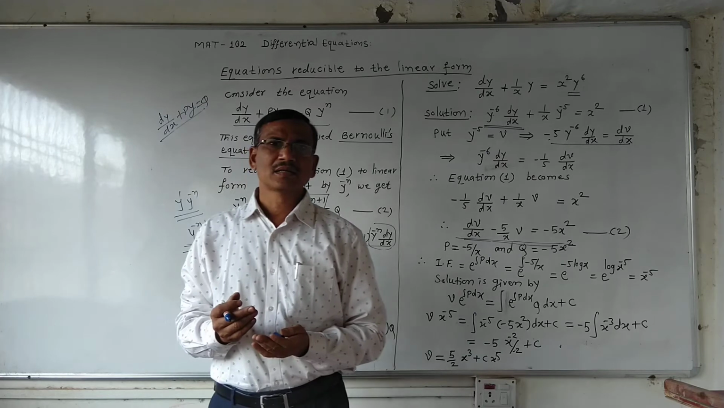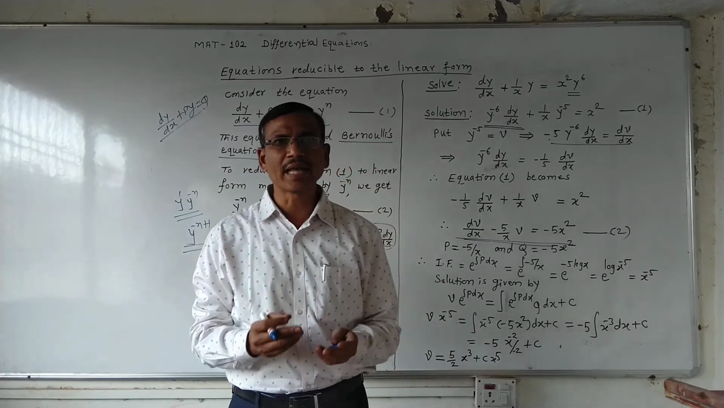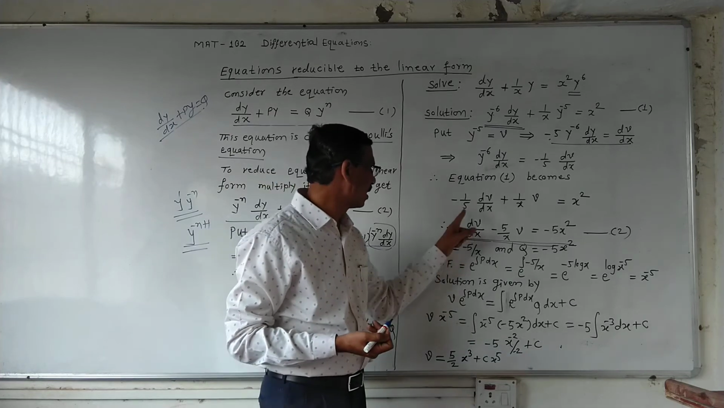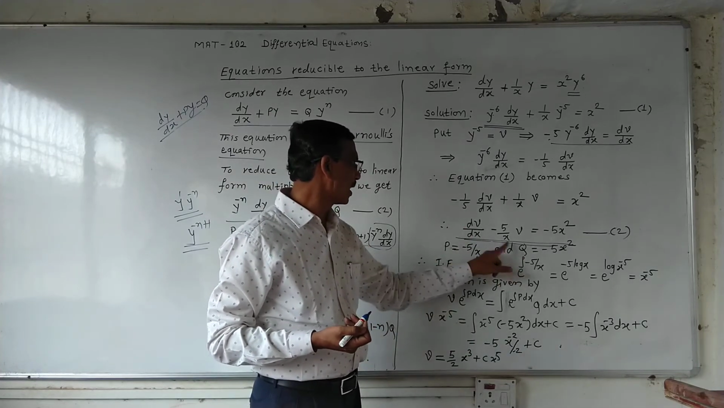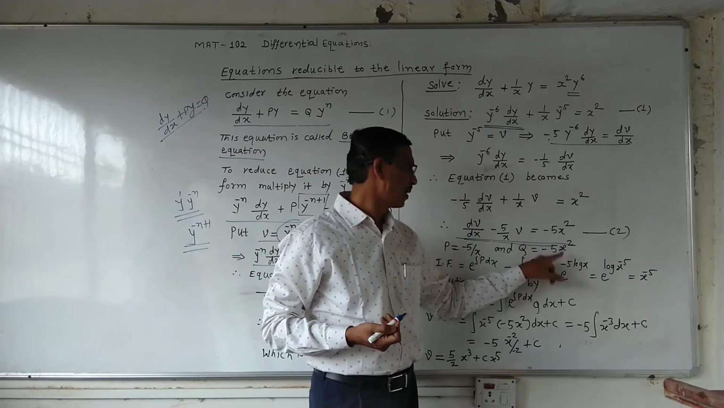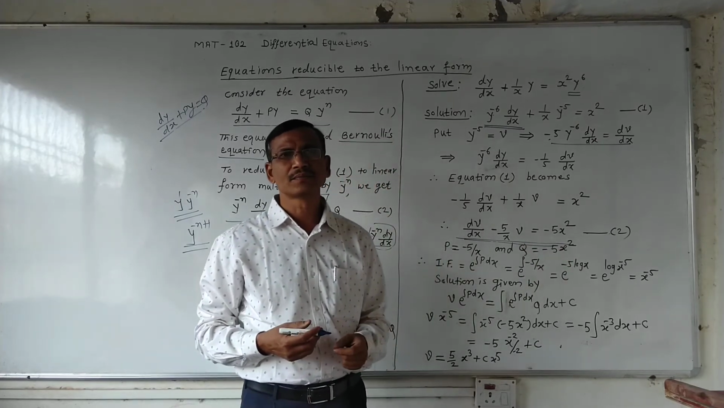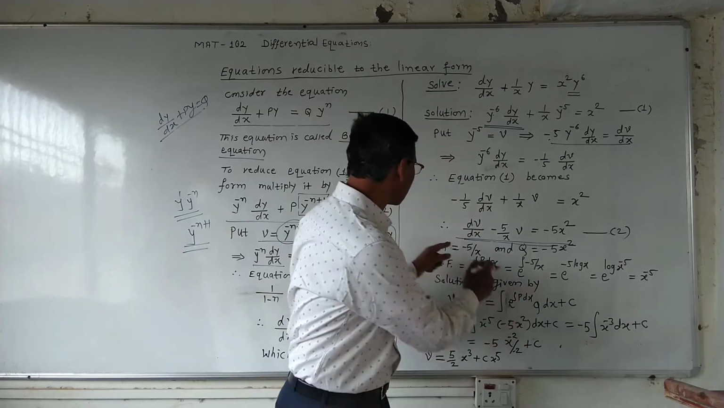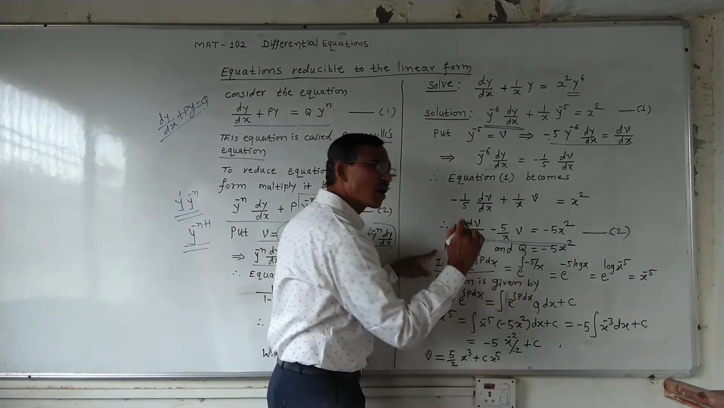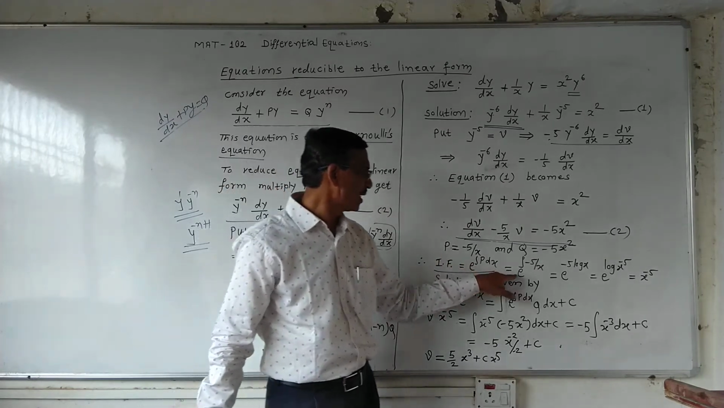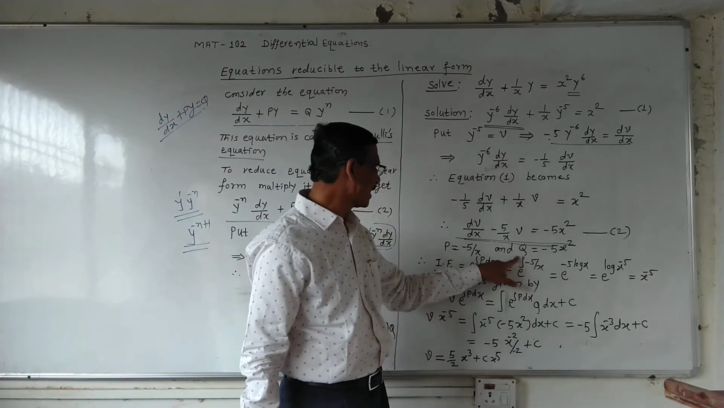Once we get a differential equation in linear form, we know the method of solving the first order linear differential equation. Find the values of P and Q. Here P is minus 5 by x, Q is minus 5 x square. Then the next step is to find the integrating factor. What is the integrating factor here? The formula is e raised to integration of P dx. That means e raised to integration of P, what is P?